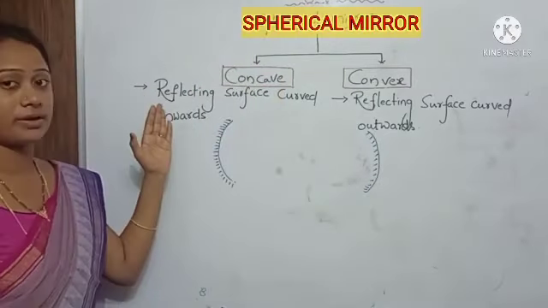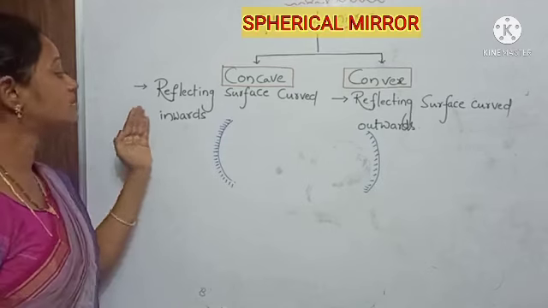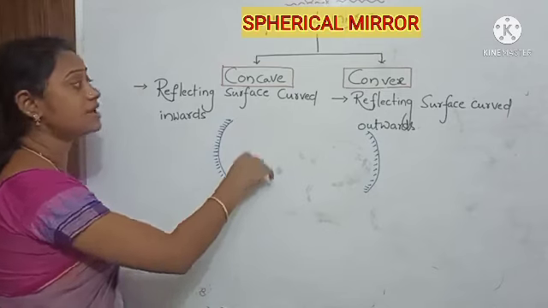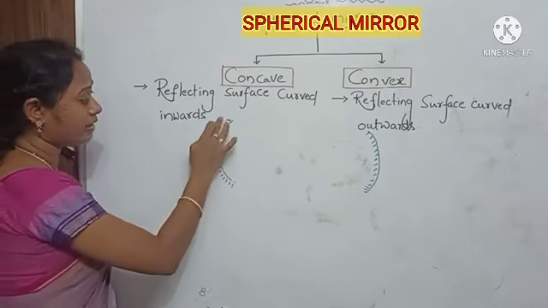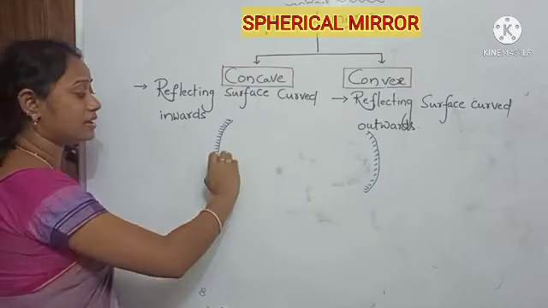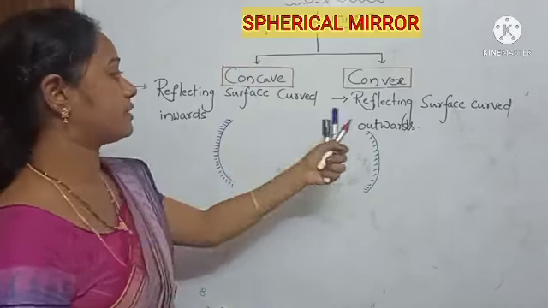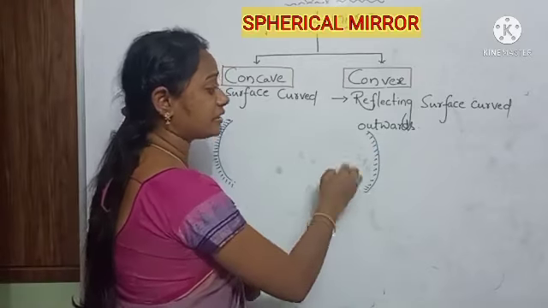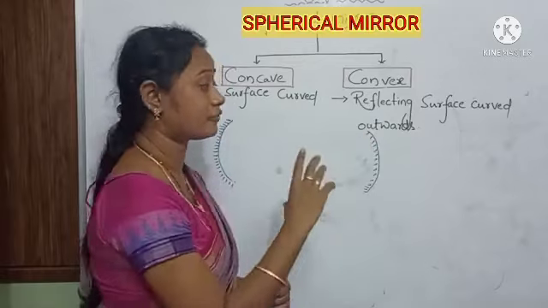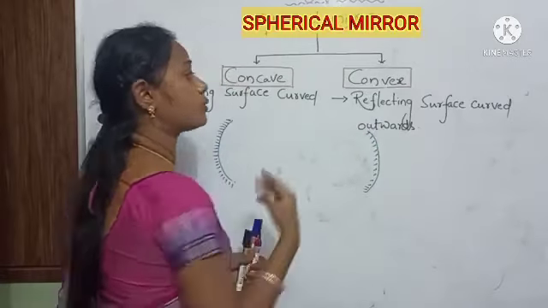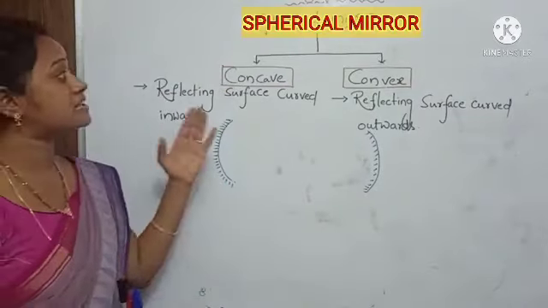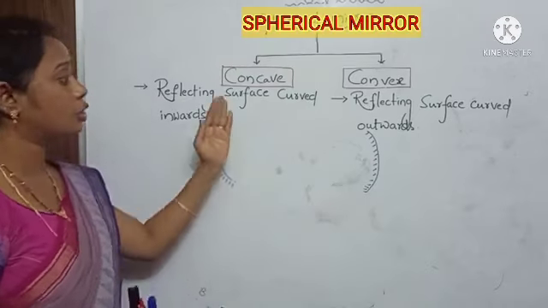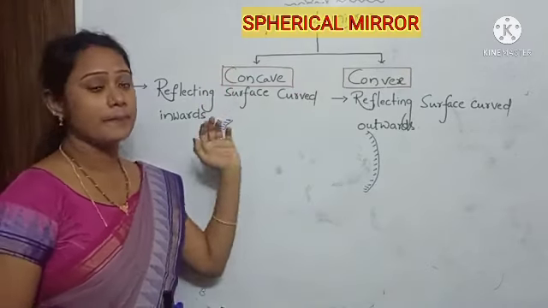What is a concave mirror? A spherical mirror whose reflecting surface is curved inwards is called a concave mirror. Here it is the coated surface, and this is the reflecting surface. Convex mirror: a spherical mirror which is coated inside and whose curved reflecting surface is outwards is called a convex mirror. A spherical mirror is a part of a sphere. These are the convex and concave mirrors.